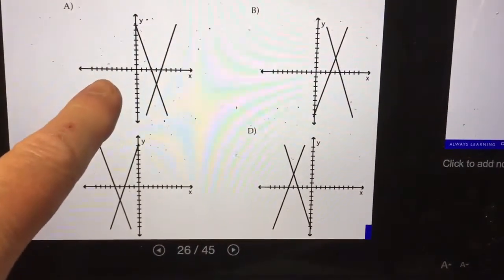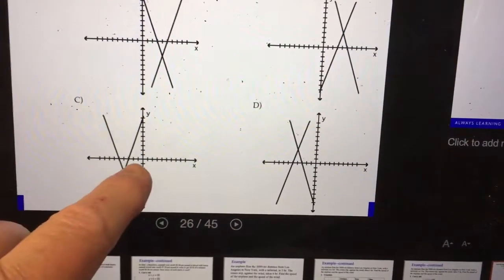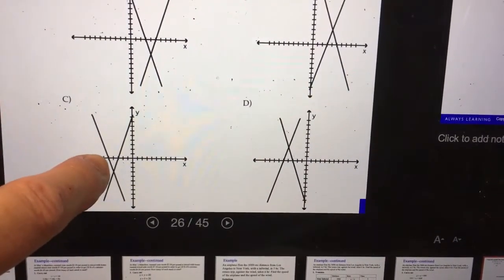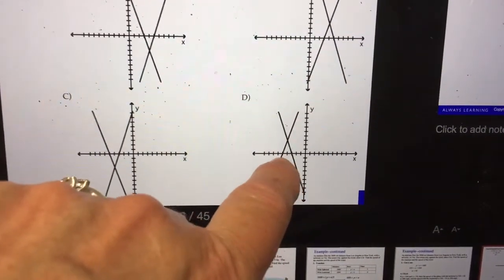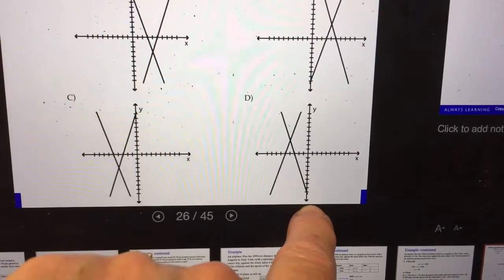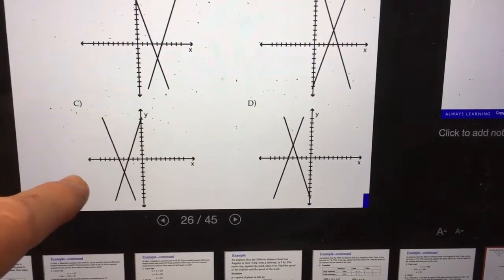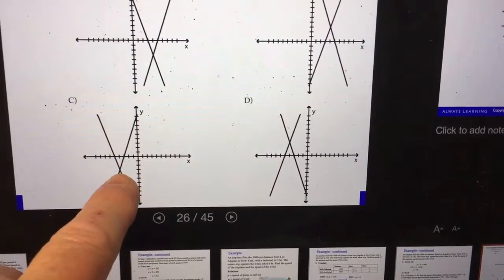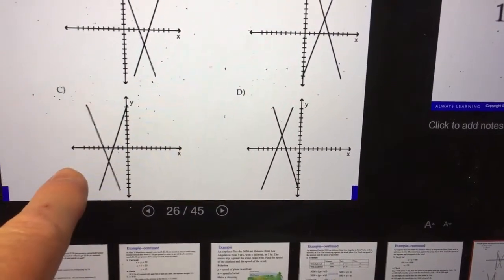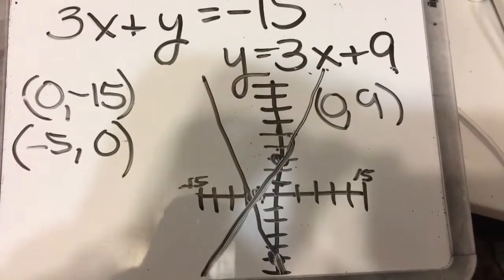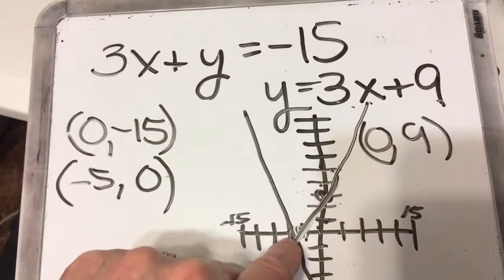So it's going to have to be something that's going through negative 5, 0. Well, this one does not go through negative 5, 0. And this one does not go through negative 5, 0. And this one does look to go through negative 5, 0. So that's one option. And then this one looks like it goes through negative 5, 0, but the other end of it does not go through 0, negative 15. So the answer should be C. And we can see in C that it looks like it's intersecting somewhere in the, remember, 1, 2, 3, the third quadrant. And I look at my graph, it looks like it's going to be intersecting somewhere down here also.